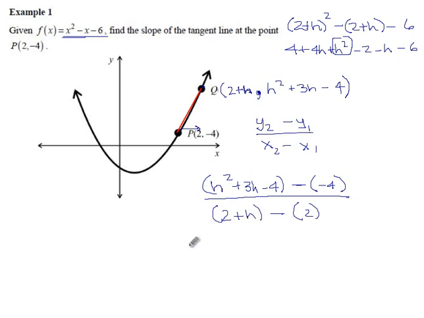So if we clean that up, we get h squared plus 3h, let's see, minus 4 plus 4. So the minus 4 and the 4's just cancel. This is a negative 4. Here we get a positive 4, so those are gone. Over 2 plus h minus 2 is simply h. So when this all cleans up, it turns out our slope, sorry, I should say up here, slope equals, the slope is going to be h plus 3.